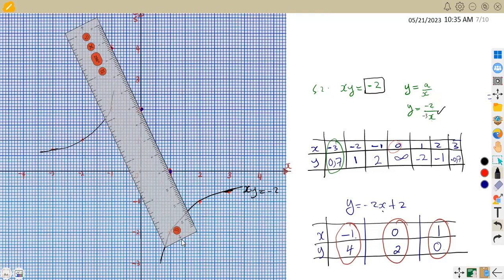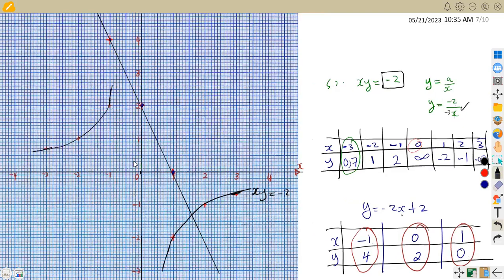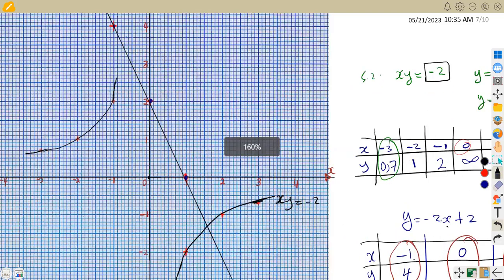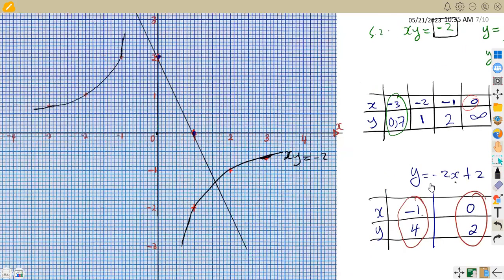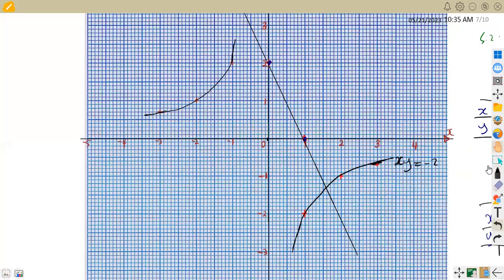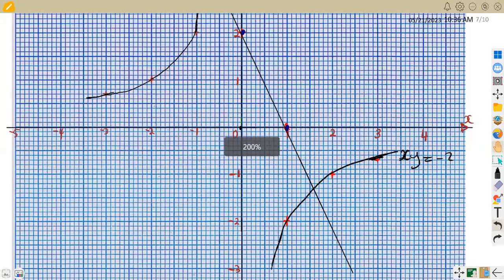All right. So we can even extend our line. We just join our 3 points. So here we can even extend a little bit. Okay, so this is our line that we got in this case. So this line represents y is equal to minus 2x plus 2. So this is the line of y is equal to minus 2x plus 2. Let's just write here, y is equal to minus 2x plus 2.